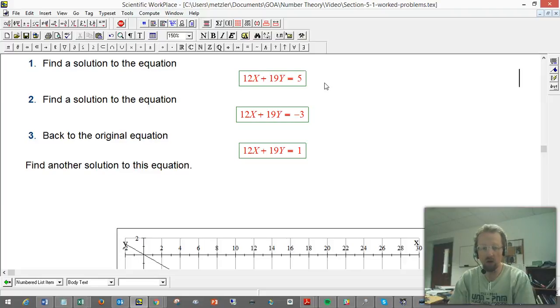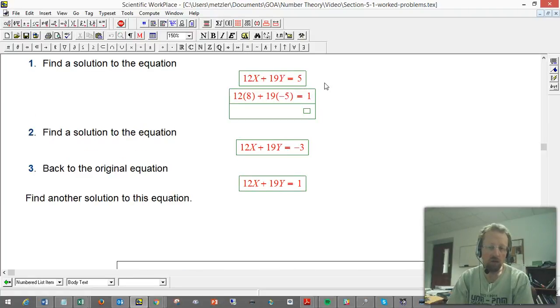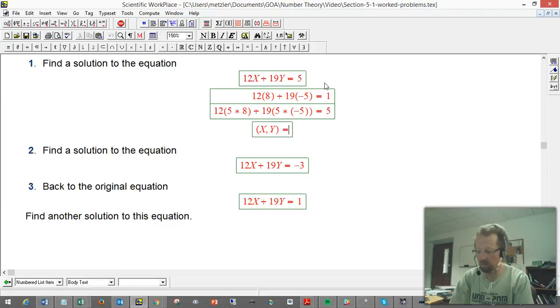If we know that 12 times 8 plus 19 times minus 5 equals 1, how would we get a solution to 12x plus 19y equals 5? We just have to multiply our solution by 5. So 12 times 5 times 8 plus 19 times 5 times minus 5 is going to be 5. In other words, x, y equals 40 comma minus 25 is totally going to work.